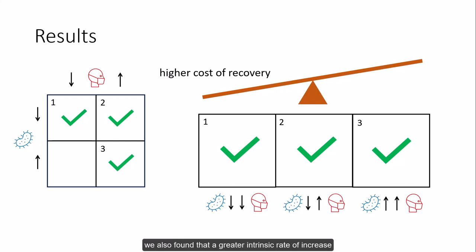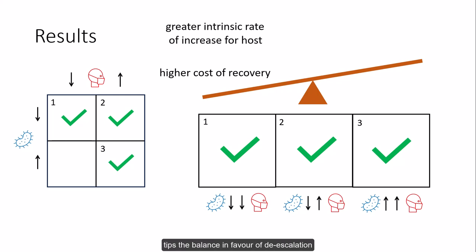We also found that a greater intrinsic rate of increase for the host population tips the balance in favor of de-escalation. We make sense of this by equating a high intrinsic rate of increase to the profitability of vertical transmission. A high intrinsic rate of increase implies the pathogen can spread more easily through vertical transmission. And if vertical transmission does the host less harm, as we've assumed, de-escalation seems natural.